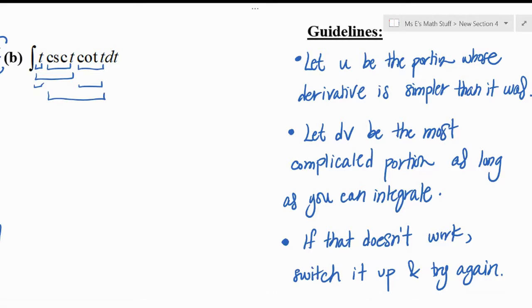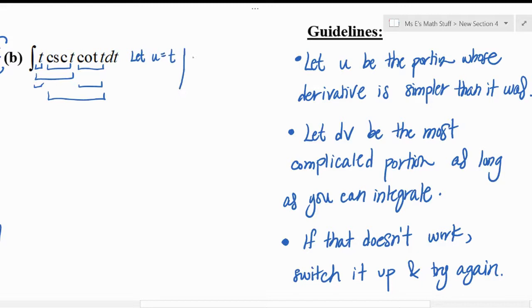So it says let u equal a portion whose derivative is simpler than it was. So let's think. Derivative of t is 1. That's simpler. Derivative of cosecant, or negative cosecant cotangent, not simpler. Same thing for cotangent. So right there, I'm kind of hoping that I'm going to get away with letting u equal t. Okay. And then what would that leave me for dv?